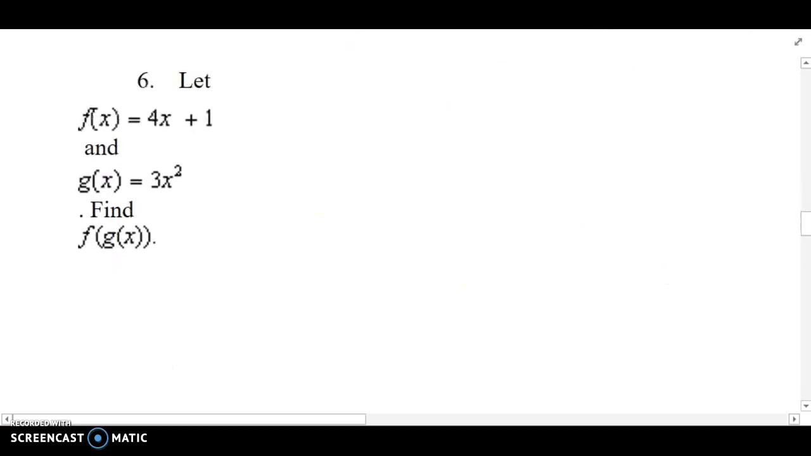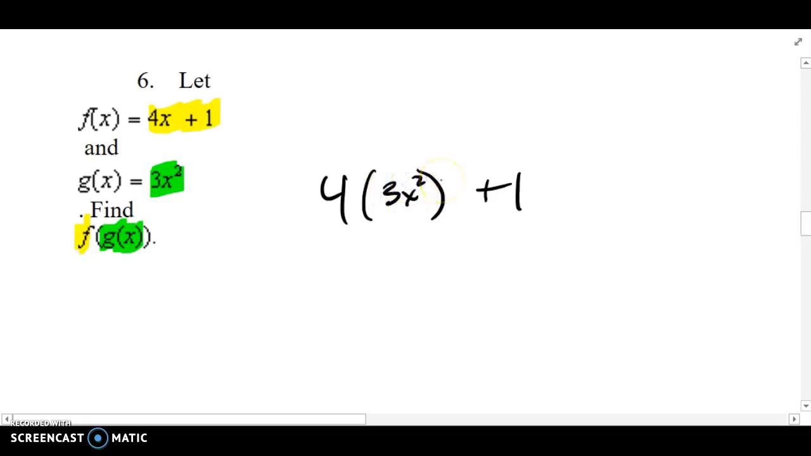This one's function composition. So this is that, and this is that. And so we're going to start with the yellow. So here's 4x plus 1. And then we're going to put the green inside. So I'm going to erase that x and put the green inside. And then now I just multiply, and I'm done. Function composition. Hooray!